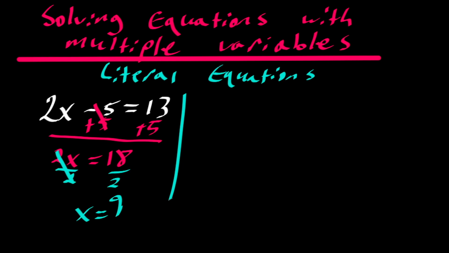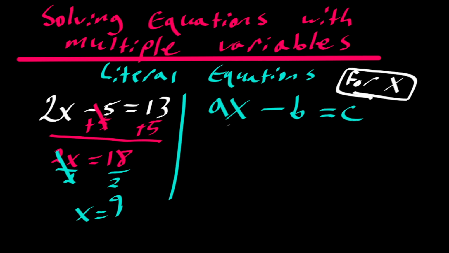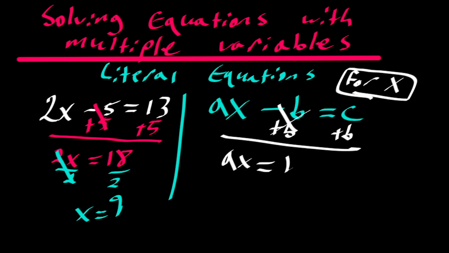Now, let's say I gave another example, but instead of saying 2x, let's say I change this to ax. Instead of minus 5, we would say minus b equals c. So instead of 13, I replace it with c. We could solve this equation for x the exact same way. But now, instead of numbers, we just have an a, a b, and a c. But we can still do the exact same process. We can say plus b to both sides. ax equals b plus c. So now we could divide by a on both sides.